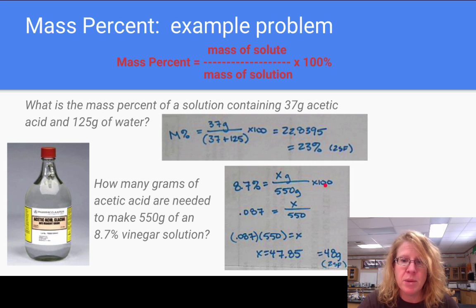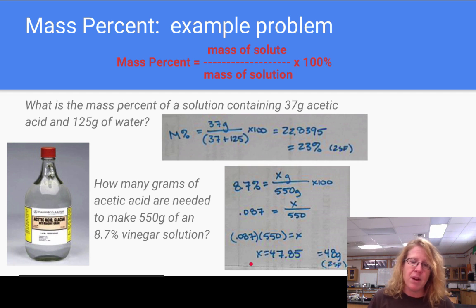So in the next step here, all I did was move the 100 over. I divided by 100 to get this down to its decimal version, 0.087 equals x over 550. And then I did the algebra, multiplied this side by 550 to get those to cancel out, and I get this as my final answer. X equals 47.85, and this would be in grams.